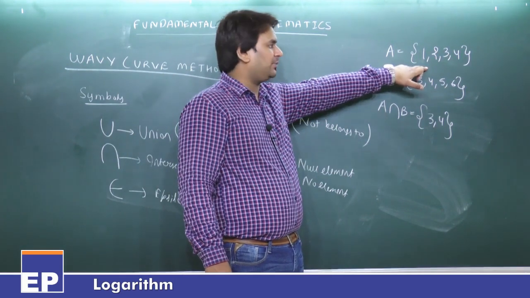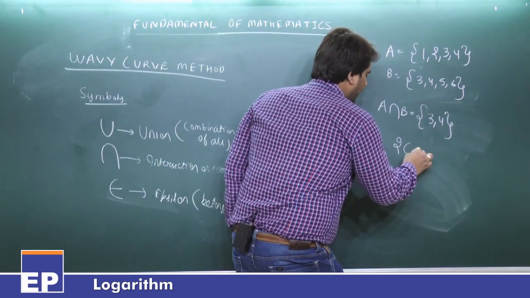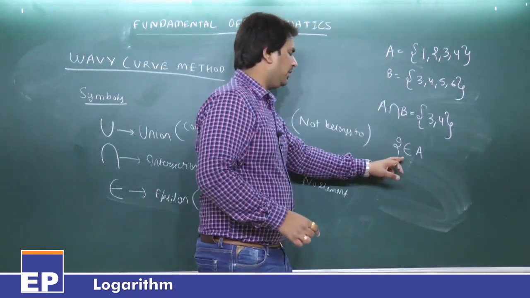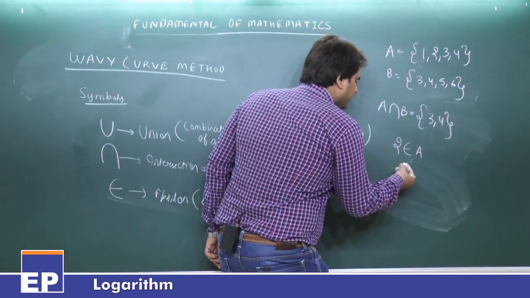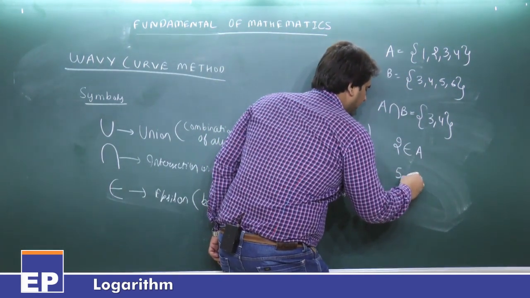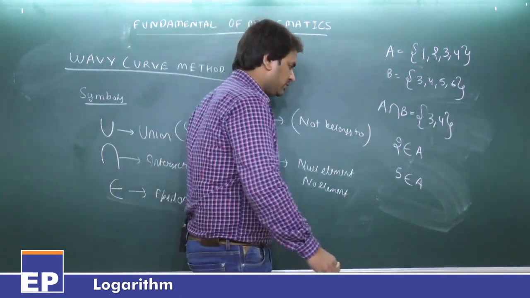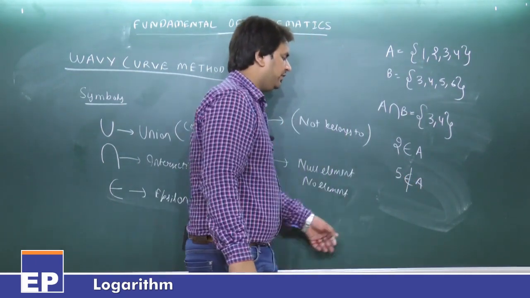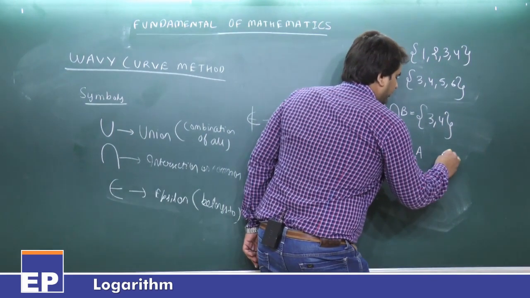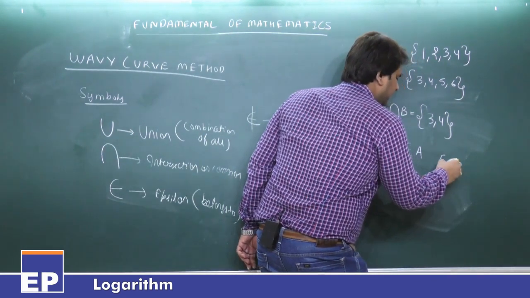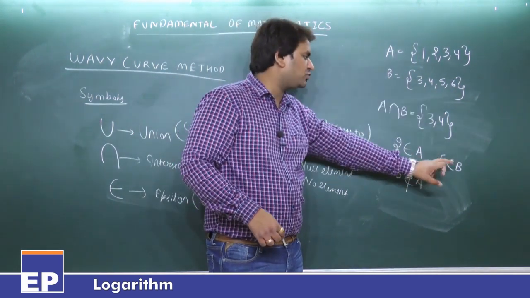Yes, this is a correct statement. So how will I write it? I will write: 2 belongs to A. This is the symbol, and 2 belongs to A means this is true. I am saying 5 belongs to A. No, it is not belonging to A, which means the symbol is 5 does not belong to A. I am saying 5 belongs to B. Yes, this is correct, because 5 is coming in B, so 5 belongs to B.